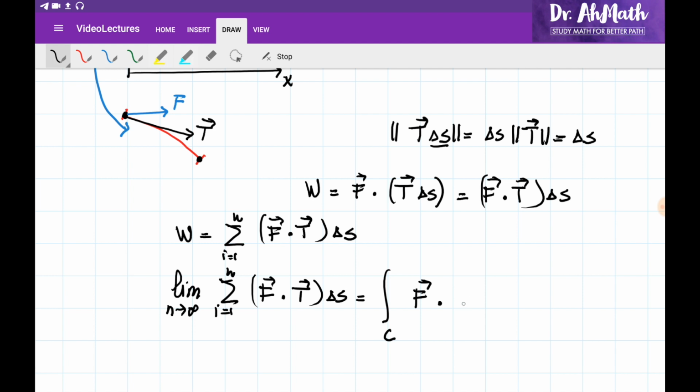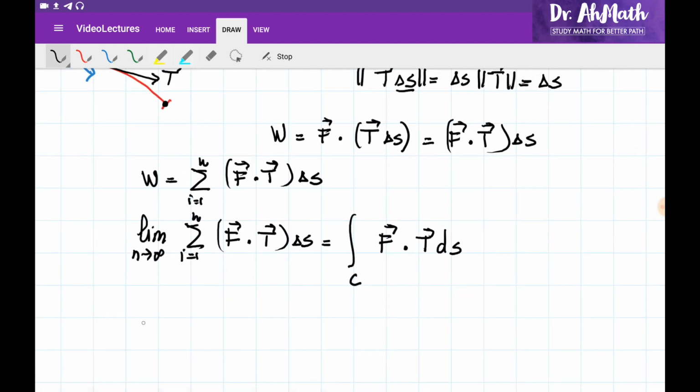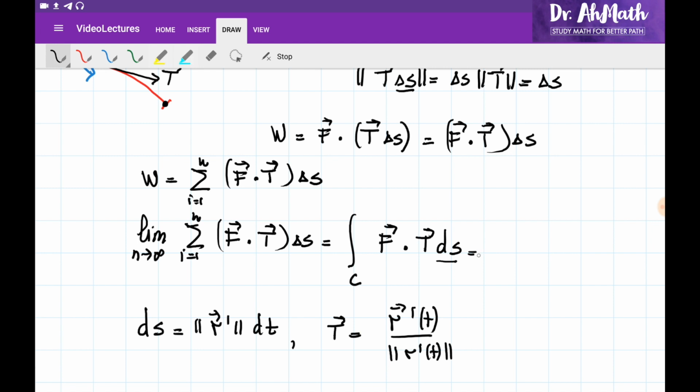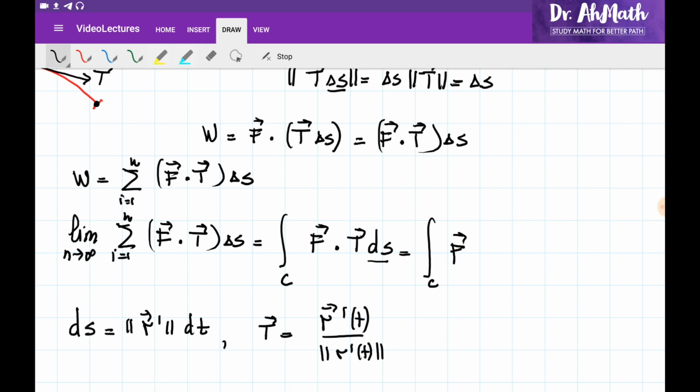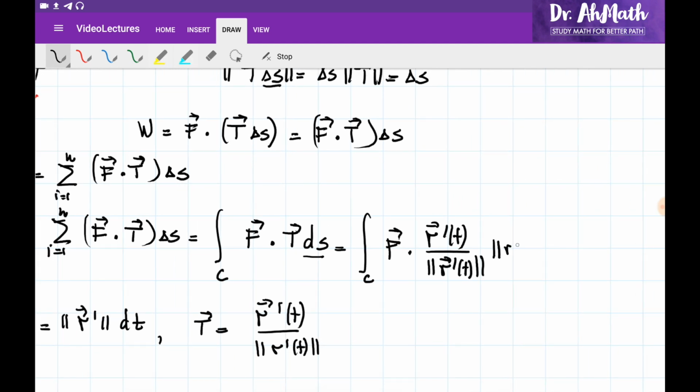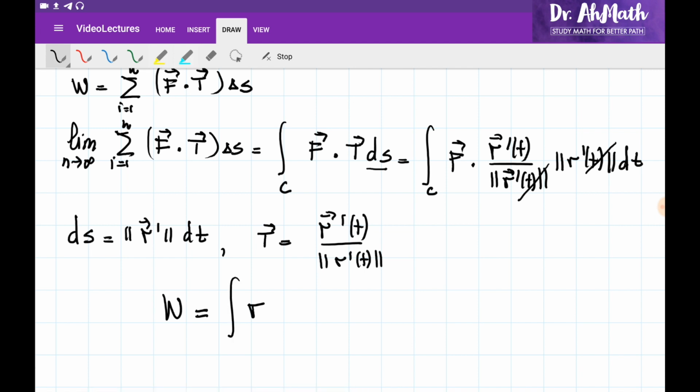So this is the vector field multiplied by the unit tangent vector, and we have to integrate this with respect to the arc length. At the same time, if you remember, we defined the arc length ds as the norm of r prime multiplied by dt, and I would like to substitute this here. And the unit tangent vector was r prime of t divided by the norm of r prime of t. So let's substitute everything here, and we would obtain that the line integral would be F dot r prime of t divided by the norm of r prime of t, multiplied by the norm of r prime of t, dt. We would cancel them out, and what we'll have for the line integral is F dot r prime of t, and we have to integrate this with respect to t between the points t1 and t2.